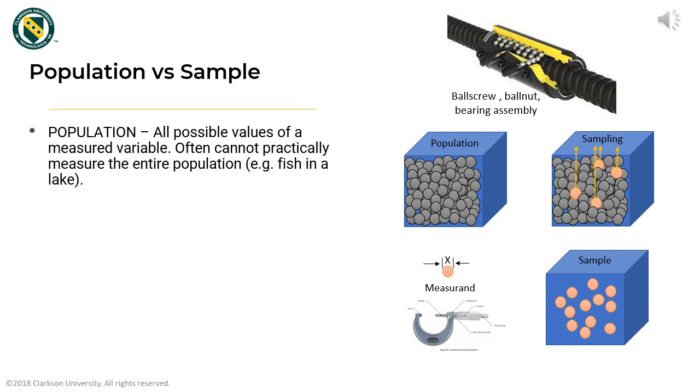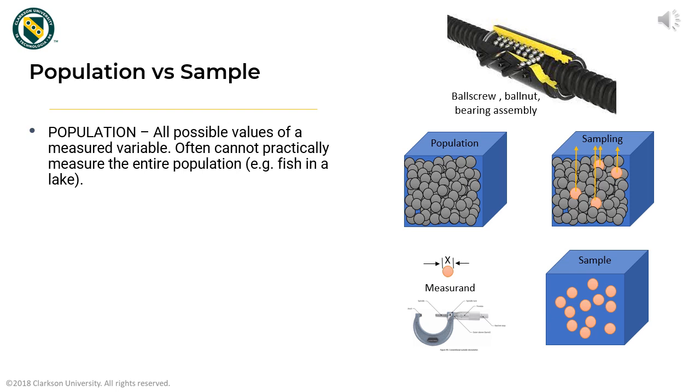In statistics, the population is, of course, all possible values of a measured variable. Sometimes a population is countable, knowable, or even known, but often the actual population is practically not known or knowable. Imagine fish in a lake. The only way to measure the population is to drain the lake, and that's definitely not a good idea. In the case of a box of bearings, the manufacturer might not even know the exact number of bearings in the box if they pack it by weight.